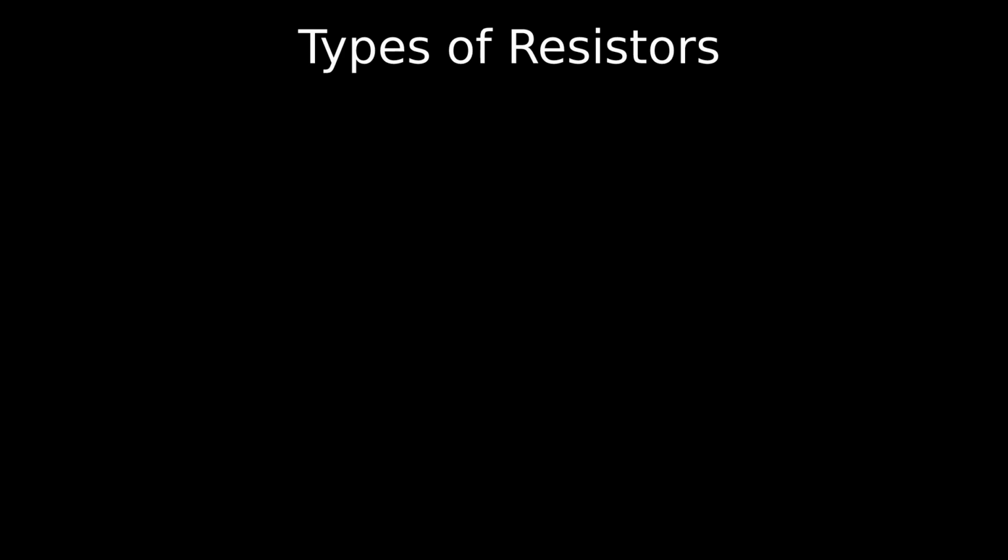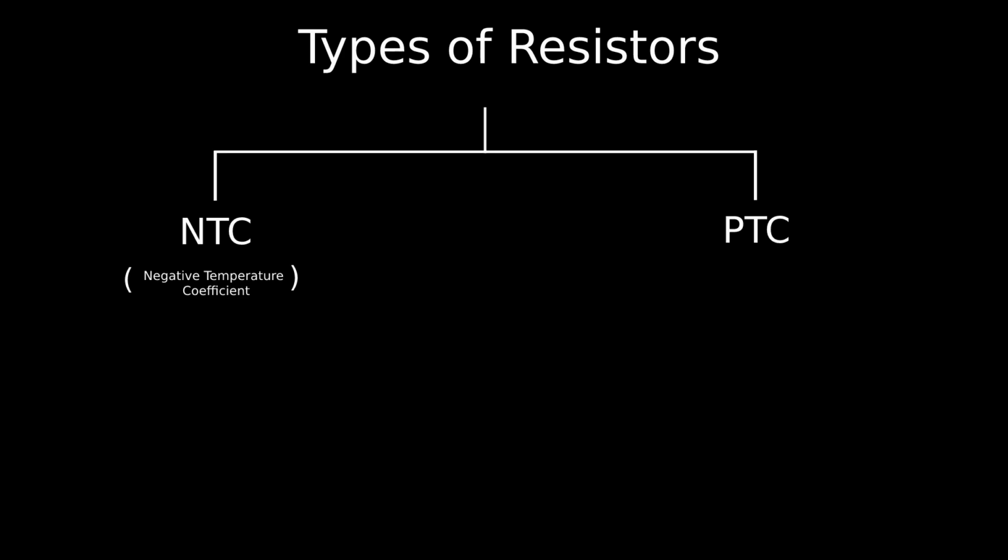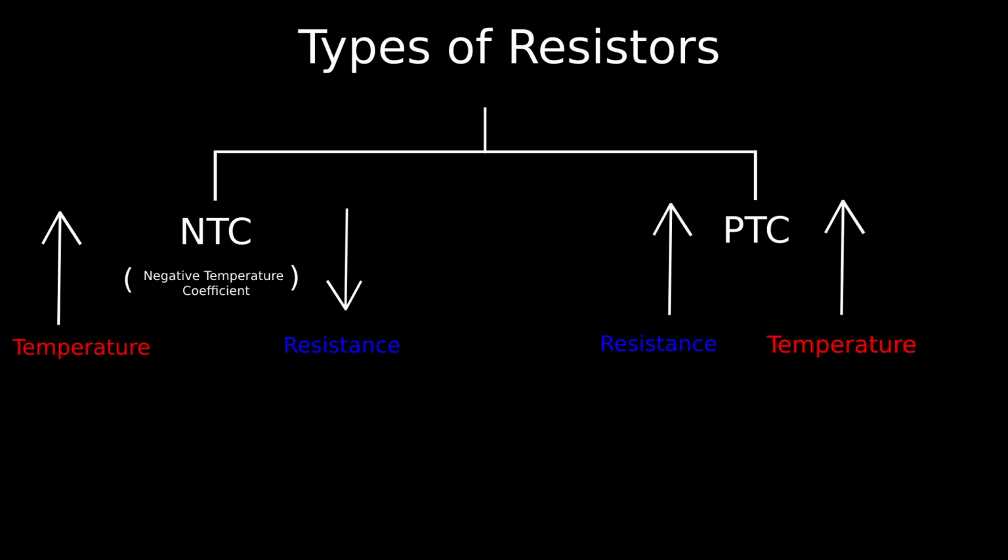Now there are two types of thermistors. We've got NTC and PTC. NTC, which is the one that I have, stands for negative temperature coefficient, which means as temperature increases, resistance decreases in a certain relation. PTC, which stands for positive temperature coefficient, means as temperature increases, resistance increases along.